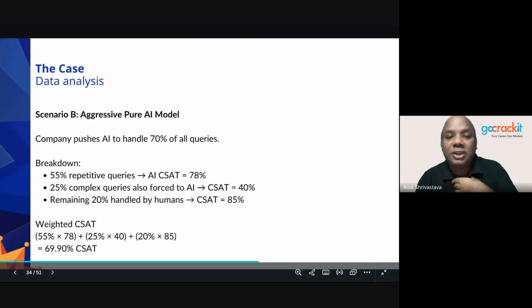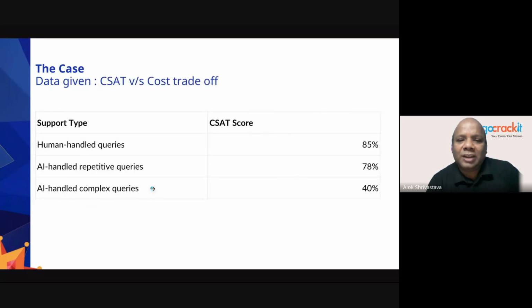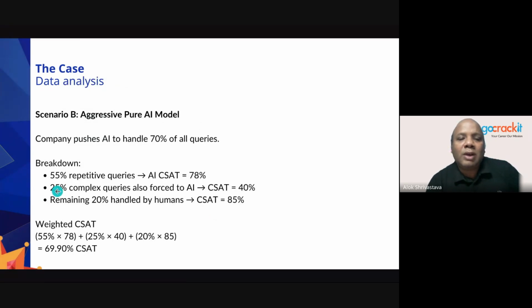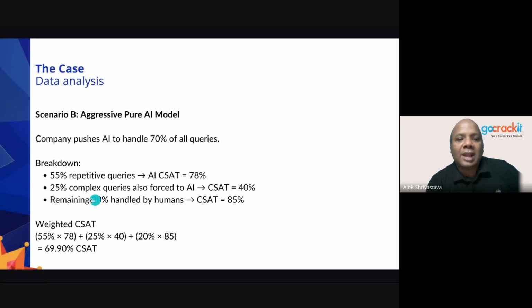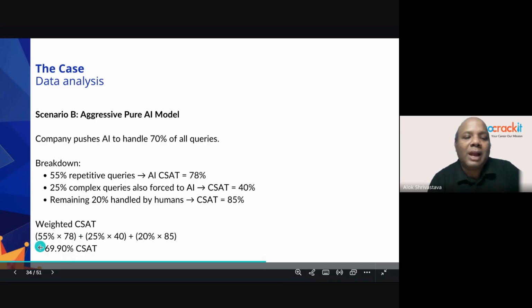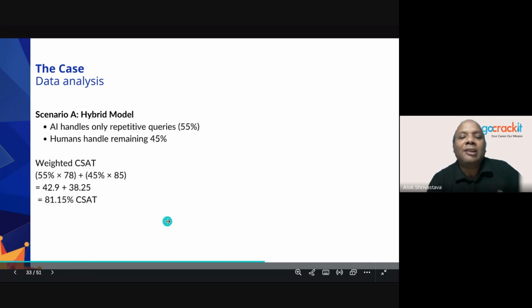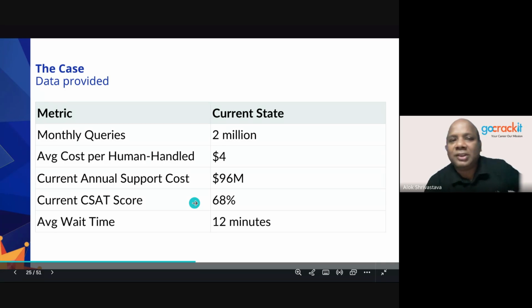But let's assume hypothetically that we want to use AI very, very aggressively, and assume that 70% of all queries are answered by AI. Then what happens? Again, 55% are repetitive tasks, so your AI CSAT score is 78%. That is not an issue. But then you have 25% queries which are complex queries that also go to AI, where your CSAT score will be hampered and will be 40%. And the remaining 20% is handled by humans, hence your CSAT score is 85%. If you take the weighted average of that, you get almost 70% CSAT score, which is as bad or as good as your original case without AI itself, almost 70%.